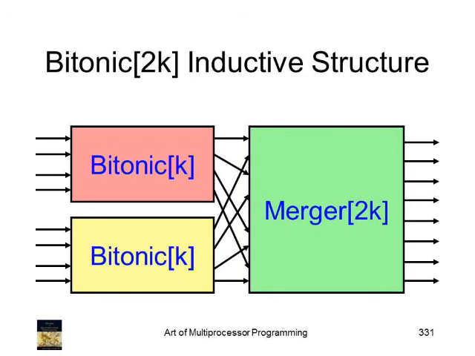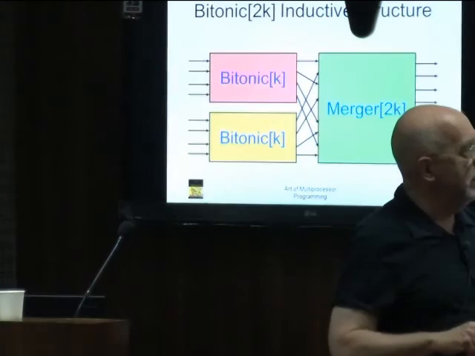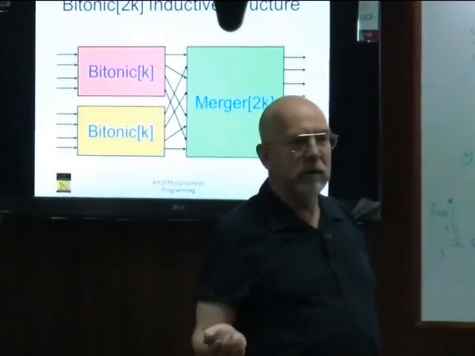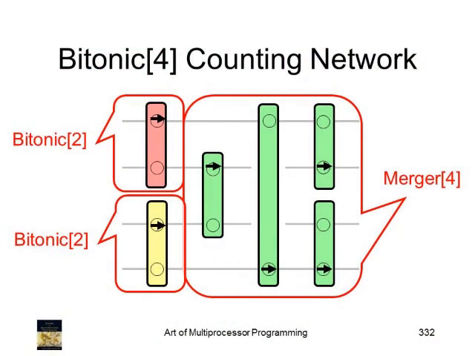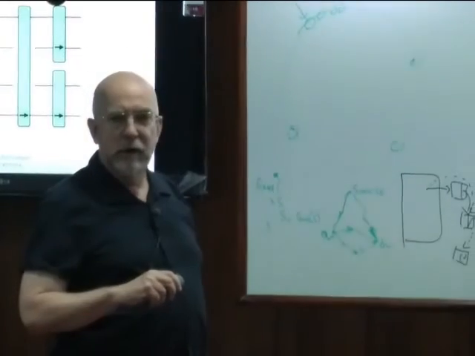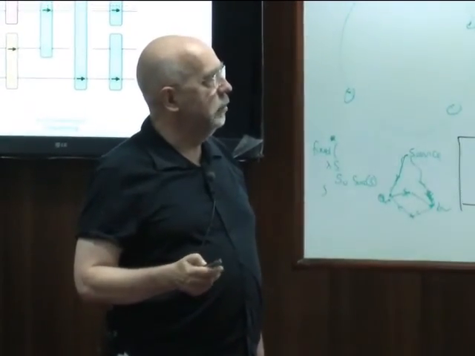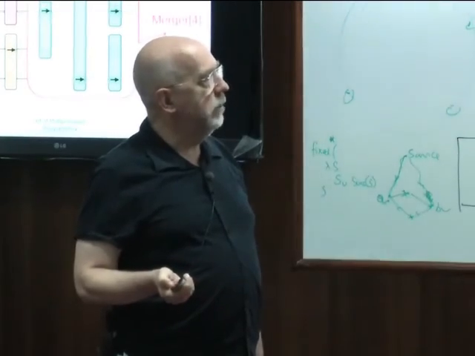Well, there's an inductive structure. So we take two half-size bitonic networks. We link them up to a merger network. This is what the bitonic 4 looks like. This is a half-size bitonic network consisting of a single node. This is a half-size consisting of a single node. And that's the merger 4 network.